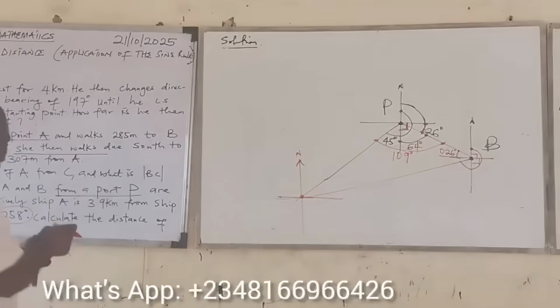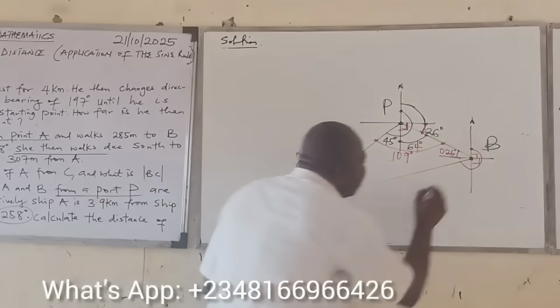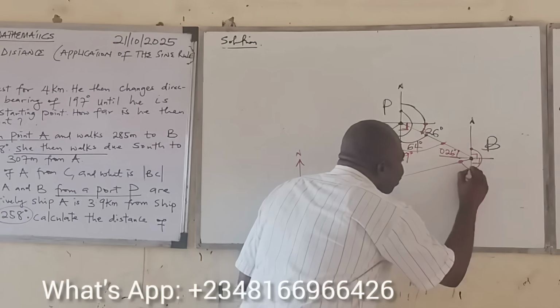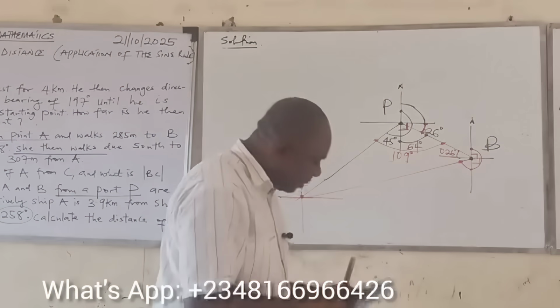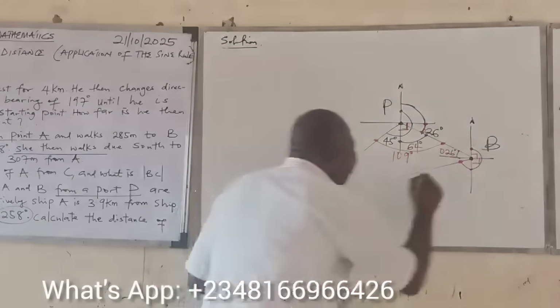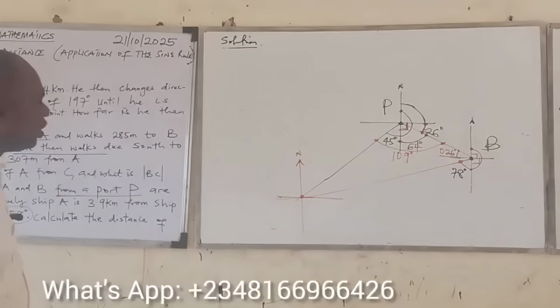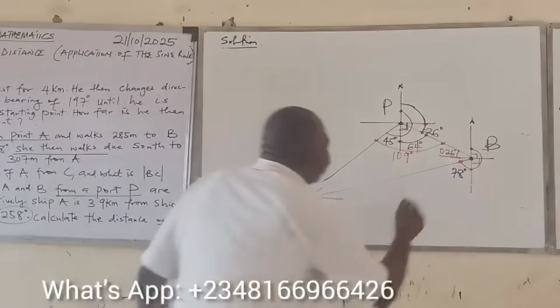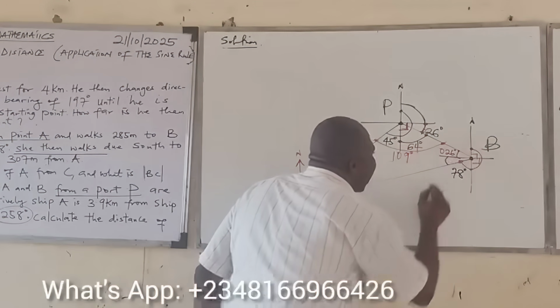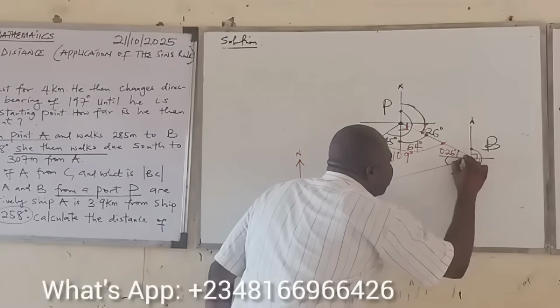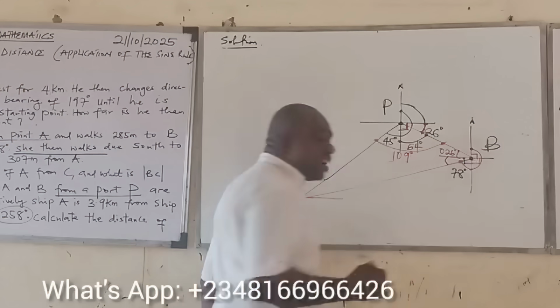Then this 180, we added 78. What did we add? We said 258 minus 180. Yes, we added 78. Now let me use my black ink. So here we have 78 degrees. And if it is 78 degrees, it means we have this left. And remember, from this point, this straight line to this point is 90 degrees.